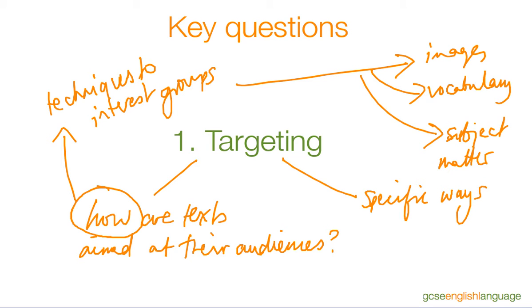So think about the idea of appeal. How do texts appeal to different audiences? What is it that makes them attractive? What is it that makes people want to read them in the first place, and then once they've started reading them, want to read on?